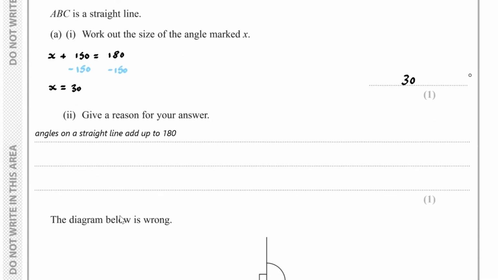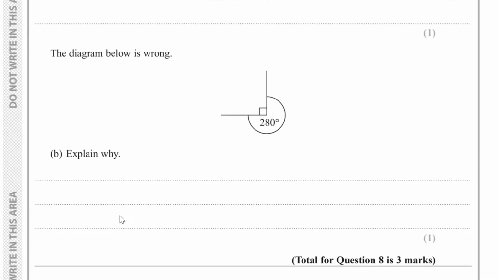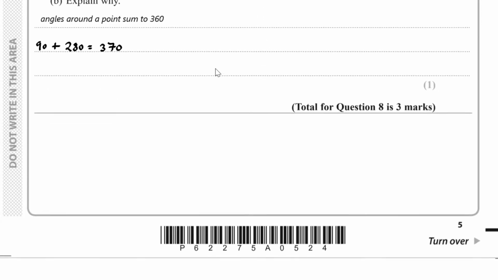Now for the next part of the question, the diagram below is wrong. We have to explain why. Well, first of all, we know that angles around a point sum to 360. So we've got 90 degrees here, plus the 280, and it turns out here we get 370. Okay? So therefore, this diagram is incorrect.